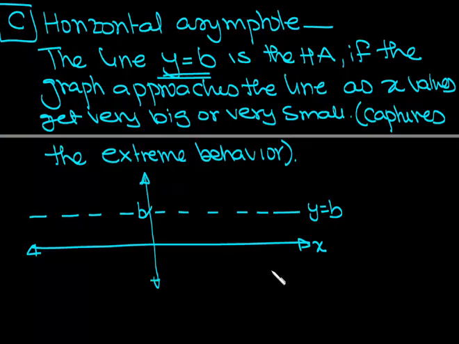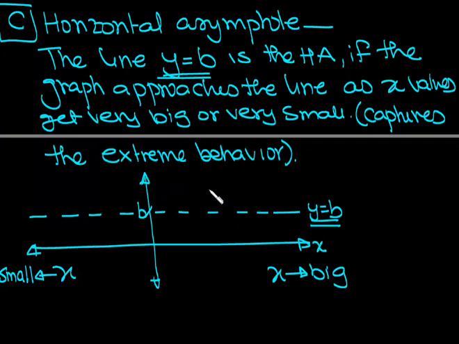What the horizontal asymptote traps is the extreme behavior. What happens when x gets really big, so the x values are getting bigger and bigger, or what happens when x gets really small, when they're getting smaller and smaller. How does the graph behave? Does the graph shoot up or go down, or does it approach a line?